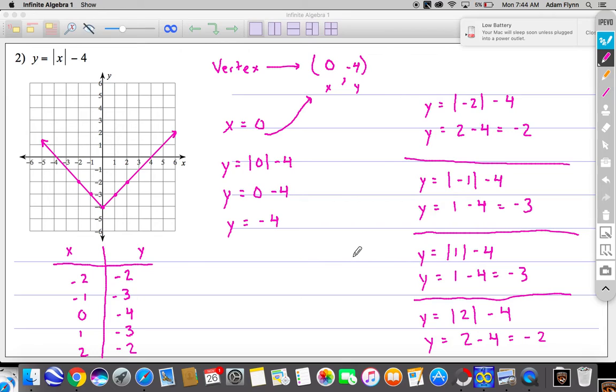So the next two I'm going to graph using our axis of symmetry method. Okay, saving us a little bit of work. Okay, pause if you need more time.